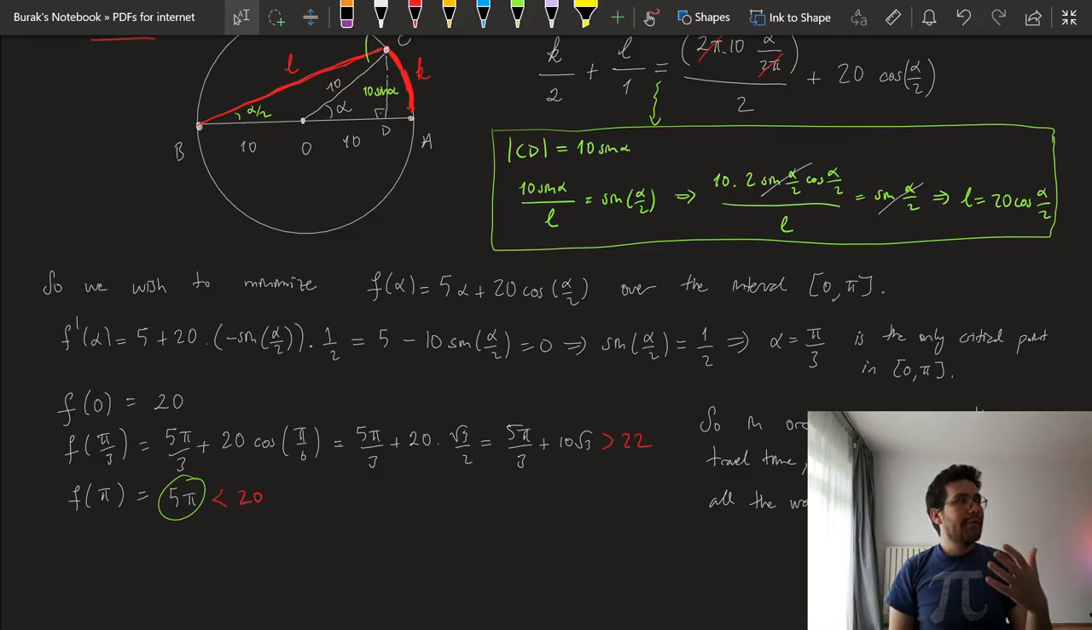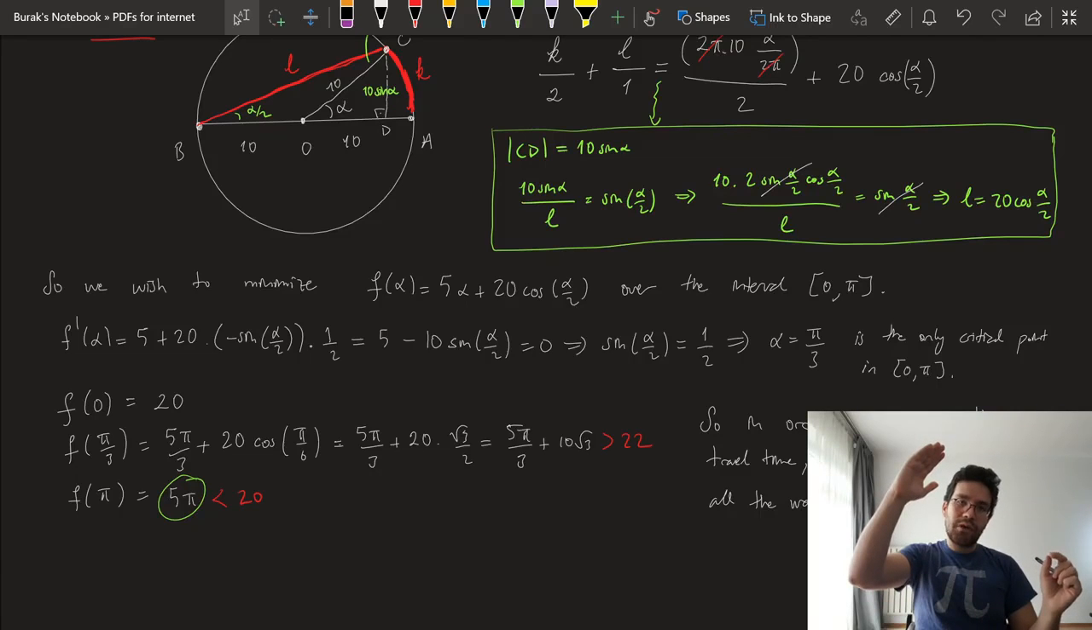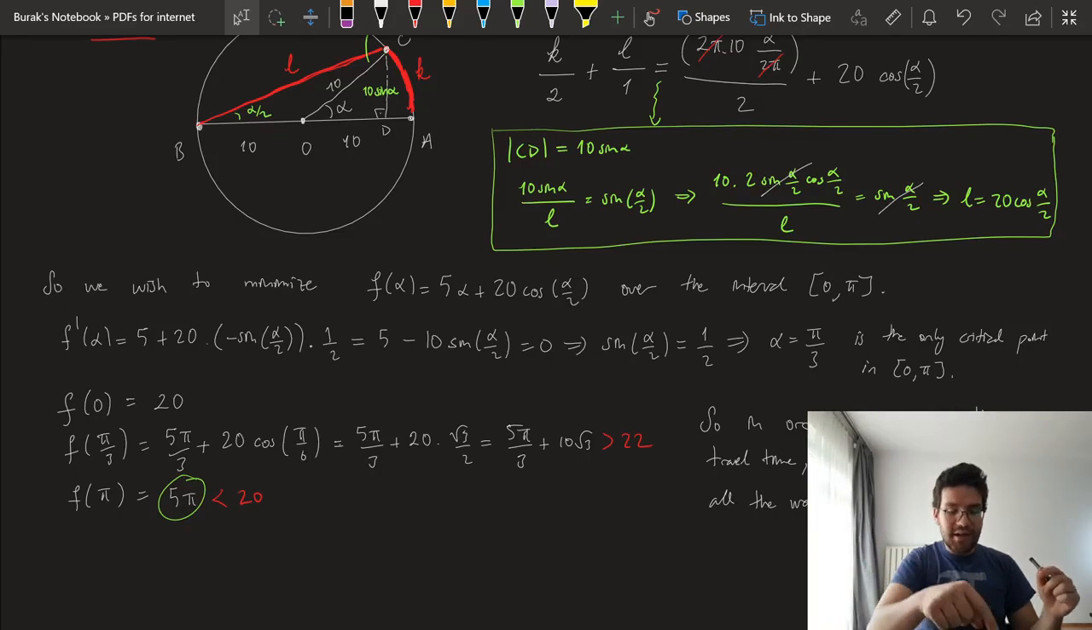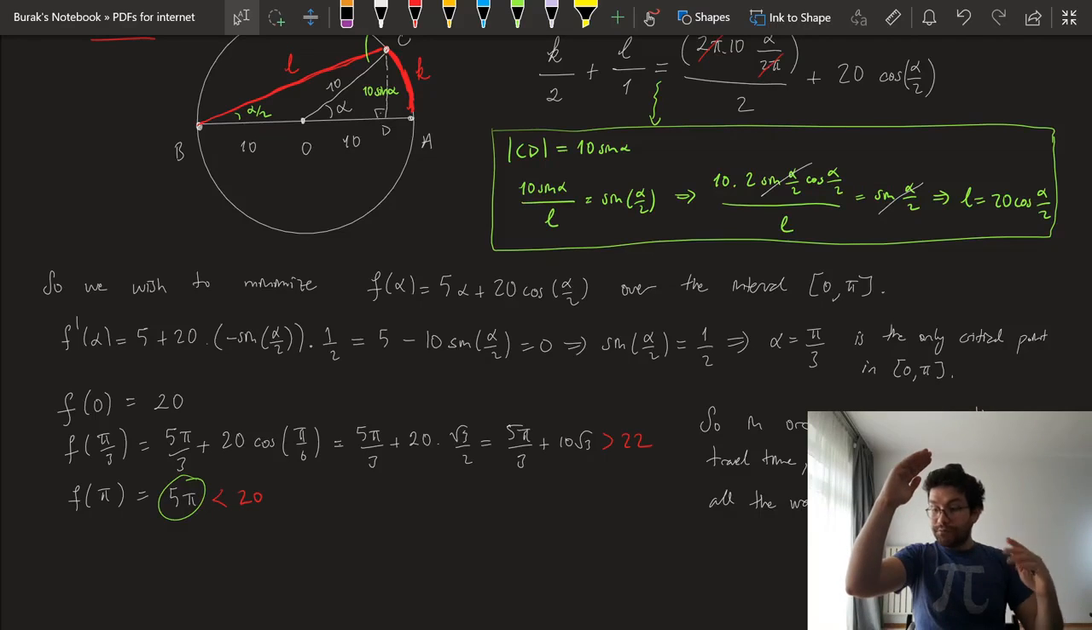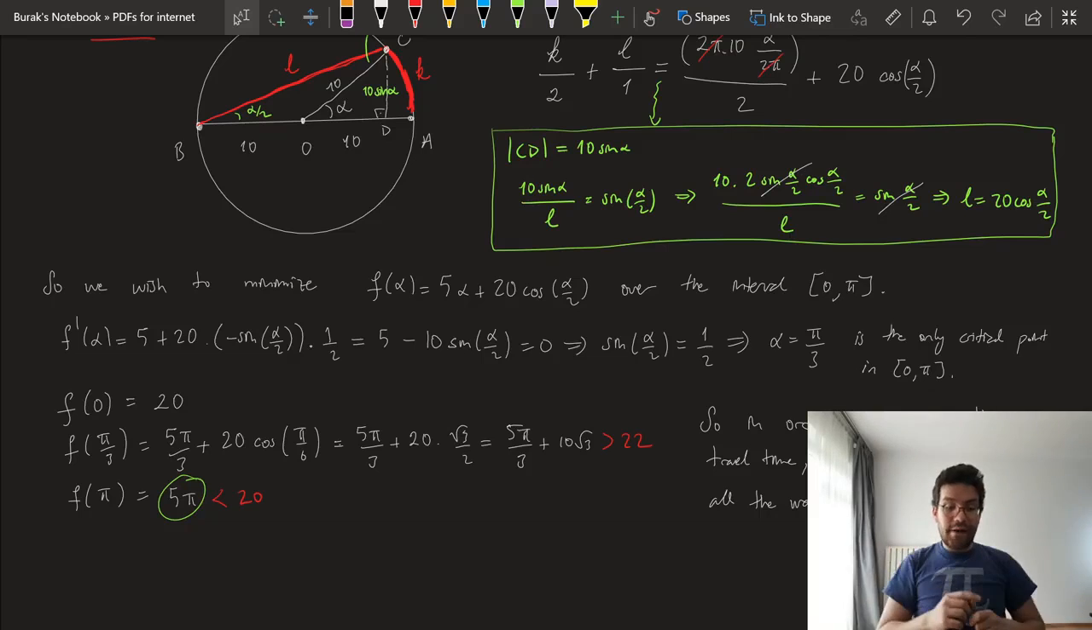But if someone asks what's the route that maximizes the travel time, that would be him running until alpha is pi over 3. That would be him running until the point which makes the angle alpha pi over 3, and afterwards he should swim. In that case, it would take over 22 seconds for him to go there. That would be the max, the path which maximizes the travel time.